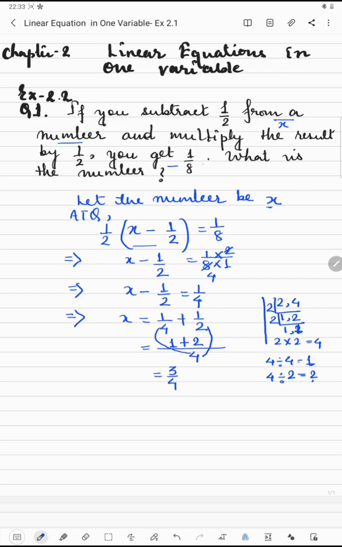So the number is 3 by 4. So we will write the answer: the required number is 3 by 4.